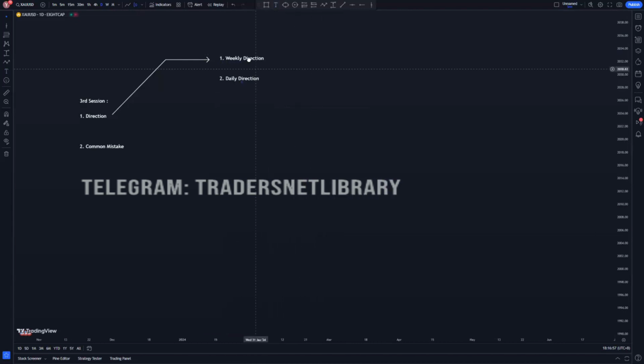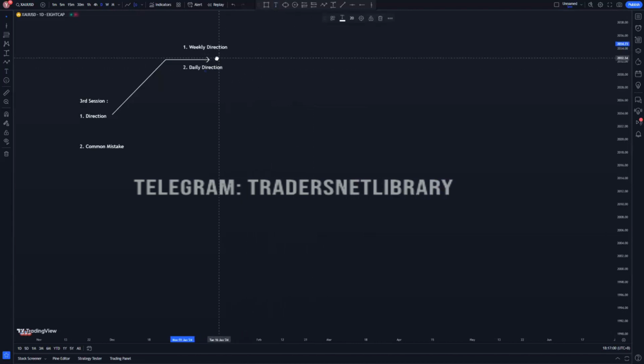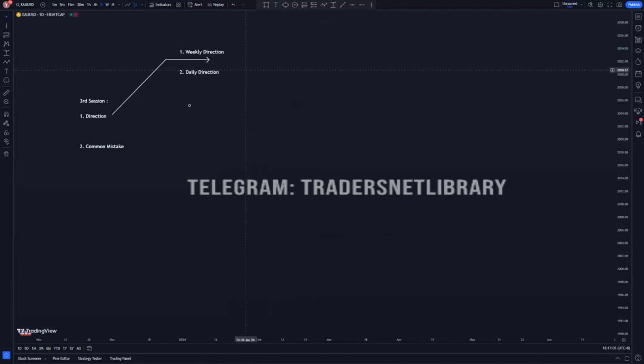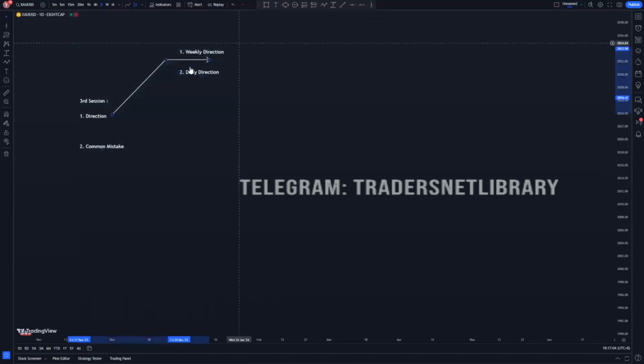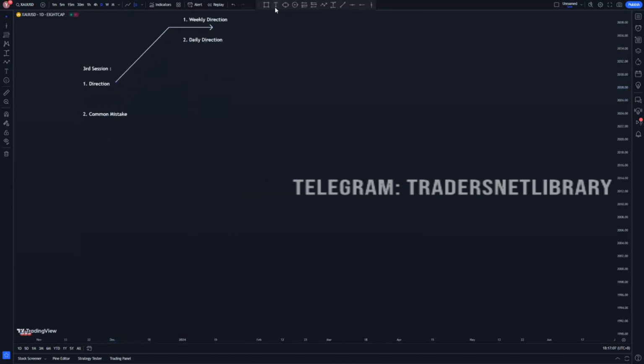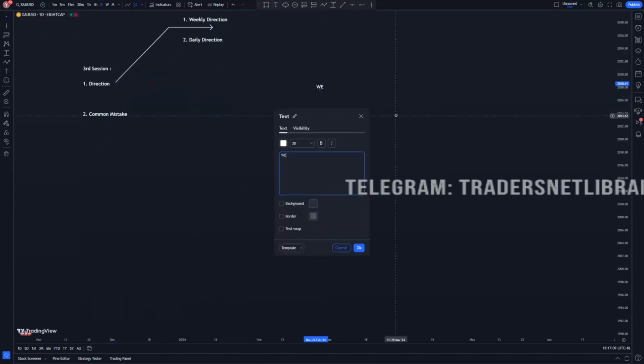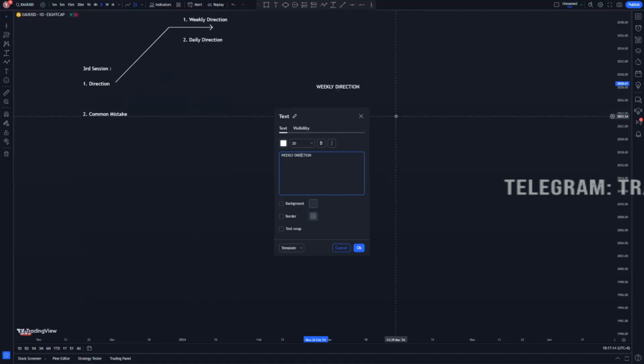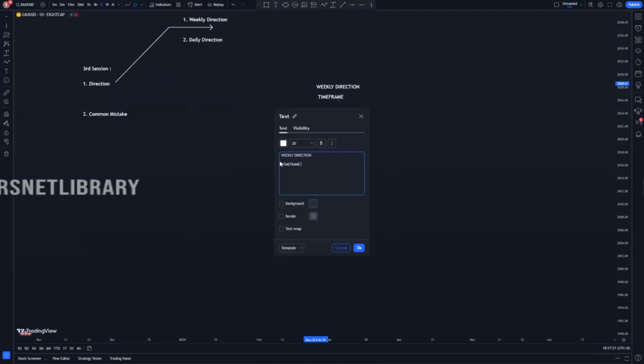Let's talk about the weekly direction first. The most important part in every topic that we're going to discuss is the time frame itself.